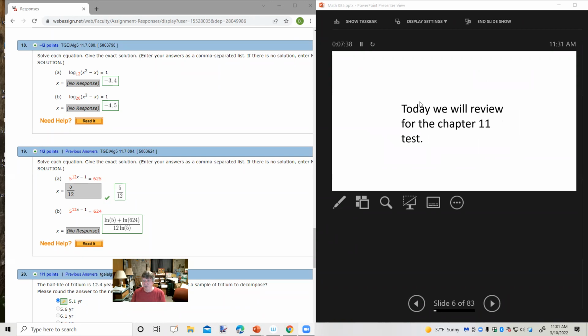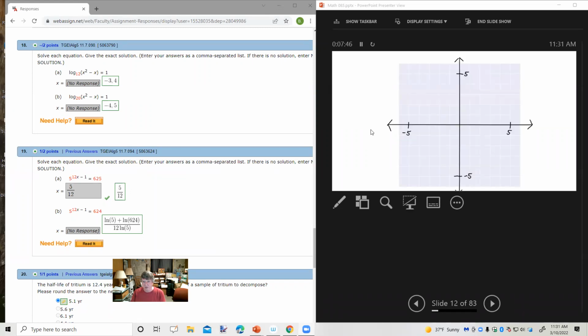All right, today we're going to review for the Chapter 11 test. And I've got lots of questions from students, so let's get started. Let's see here. Get to a blank screen. Here we go. All right, so this is from section 11. Hang on here. Why is it not letting me? Okay, here we go.